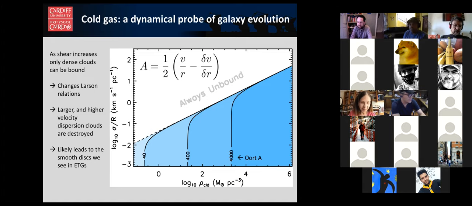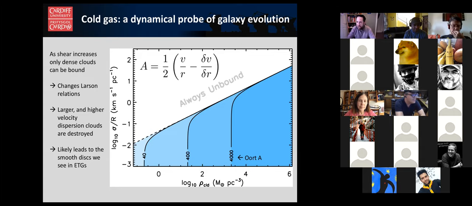We have Javier. So I was wondering, in this plot that you are showing right now, I didn't get exactly the meaning of this curve, these 400 and 4,000 Earth A things. So can you explain that?